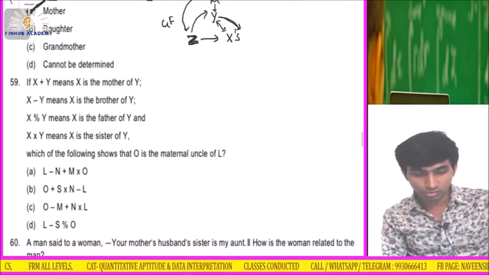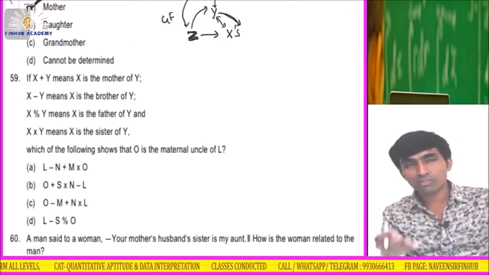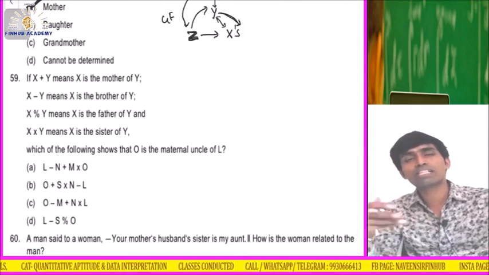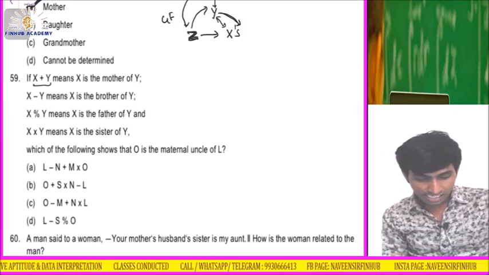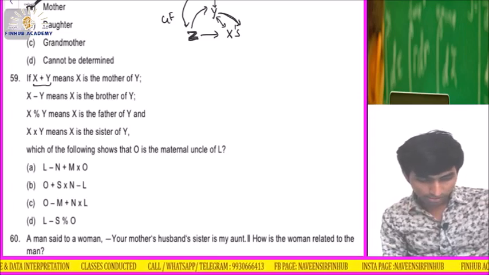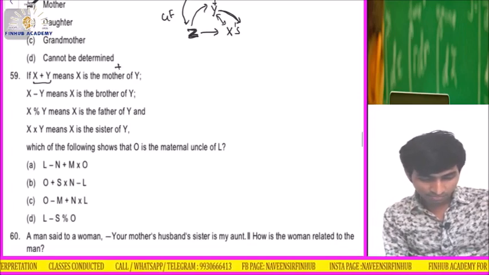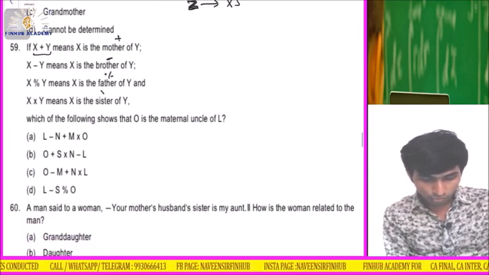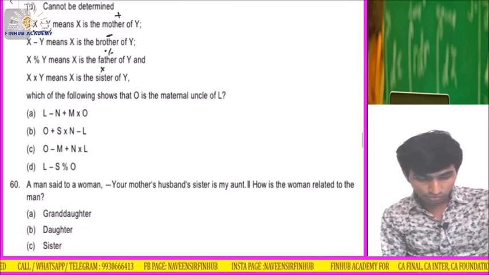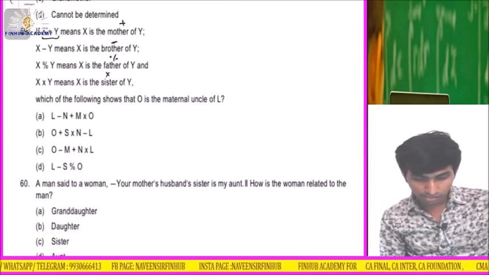We can't say anything. Okay, but the answer is given, mother. So that means what we are assuming now, X mother. So X mother is who? Y. X plus Y means X is mother of Y. Okay. Plus means mother, minus means brother, percentage means father, and into means sister. Which of the following shows that O is maternal uncle of L?